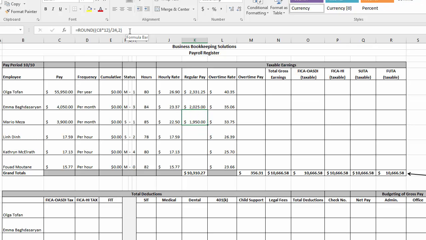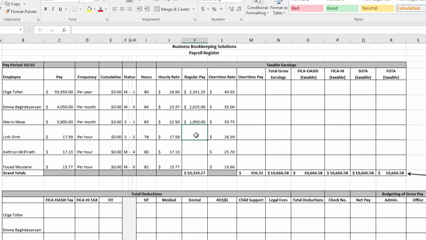Now the nice thing about doing this payroll register with formulas is that once you do one payroll register, you can just copy it for the next payroll register and just change the hours. And assuming none of the deductions change, then you don't have to redo the whole thing.